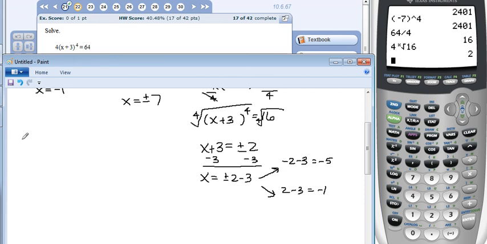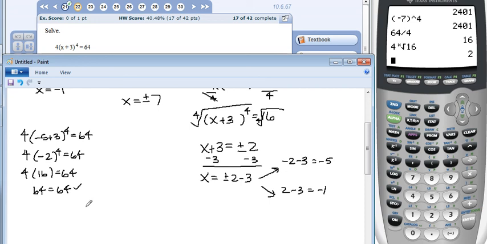So let's check these. Let's put the -5 in here first. That's supposed to be a true statement. -5 plus 3 is -2. -2 to the 4th power is 16. And 4 times 16 is definitely 64. We just checked it on the calculator. Okay, so the -5 works.